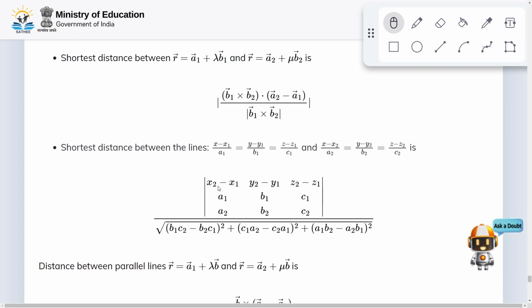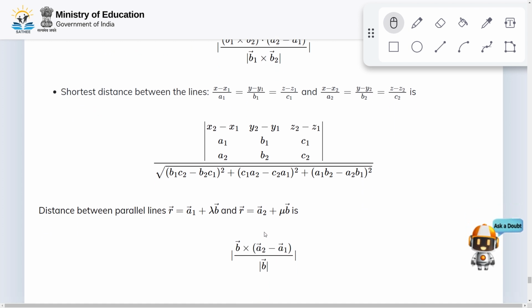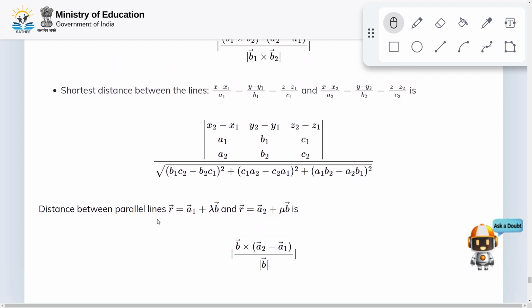Now, if the equations of the lines are given in Cartesian form, the shortest distance is the determinant with first row x2 minus x1, y2 minus y1, z2 minus z1, second row a1, b1, c1, and third row a2, b2, c2, divided by root of (b1 c2 minus b2 c1) whole square plus (c1 a2 minus c2 a1) whole square plus (a1 b2 minus a2 b1) whole square. Clear?